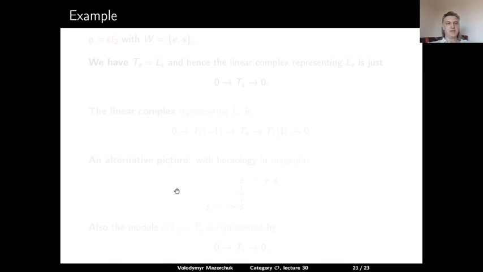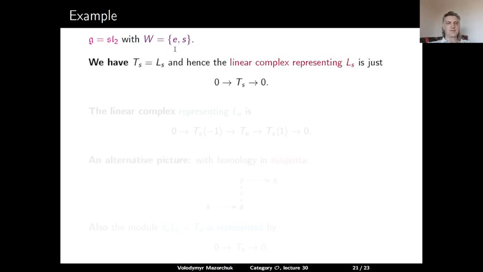Here is an example. In the SL2 case, when the Weyl group consists of e and s, we have that the tilting module T_s is equal to L_s, and hence the linear complex of tilting modules representing L_s is just a trivial complex where T_s is in homological position 0. The linear complex representing L_e is the following complex. We have T_e in homological position 0, so it surjects onto T_s shifted by 1, and T_s shifted by -1 is in the socle of this module. So the middle part is exactly L_e.